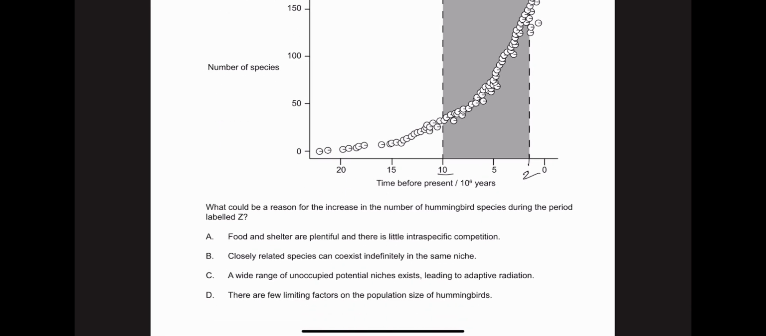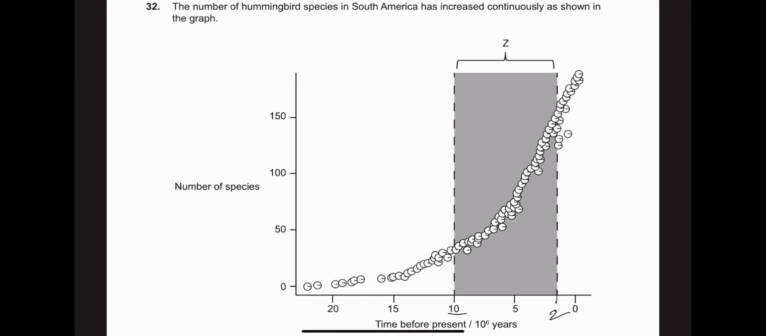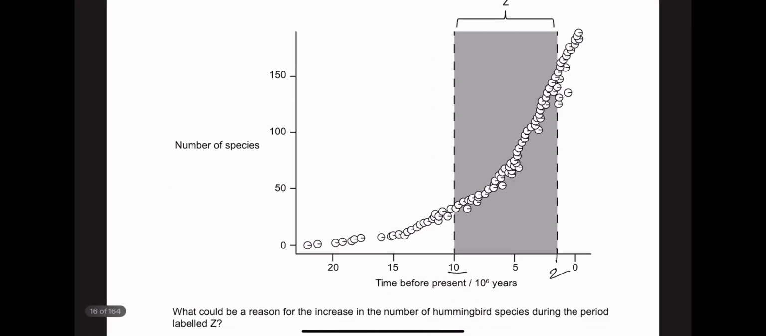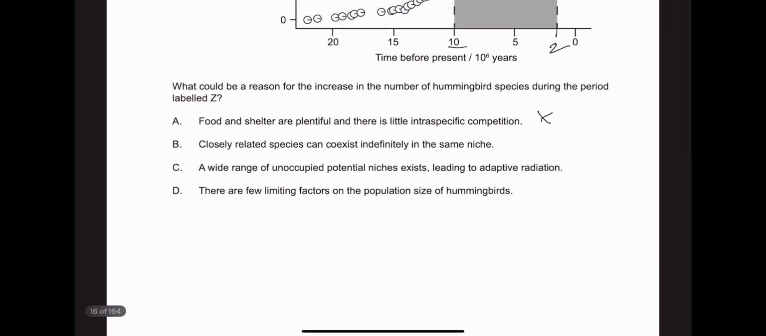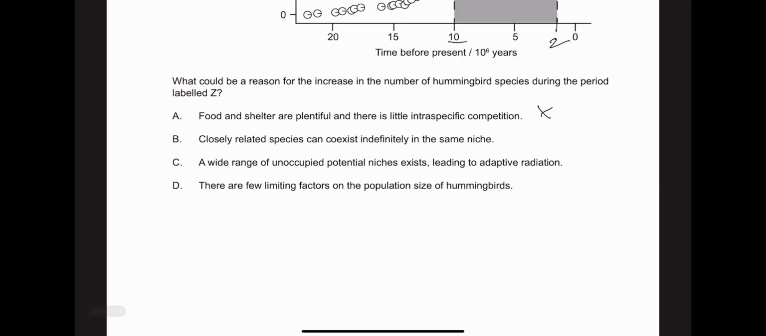Okay, so during this period, what do we know about which could be a reason for an increase here? So food and shelter are plentiful, and there's little inter-specific competition. This was not true. The competition was still very, very large at this period. We would have to go back in time quite a bit for competition to be reduced. Closely related species can coexist in the same niche. Not true as well. Again, they would compete with each other, and it would cause further problems. Wide range of unoccupied potential niches increase. Yeah, so this is a great point, and then there are a few limiting factors. It's not true. There's many limiting factors.